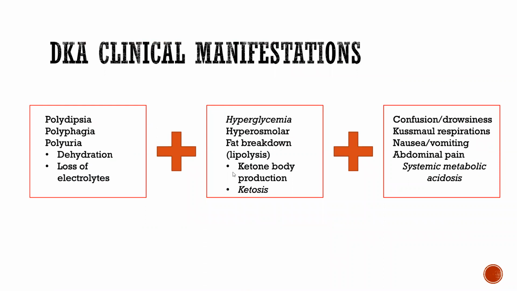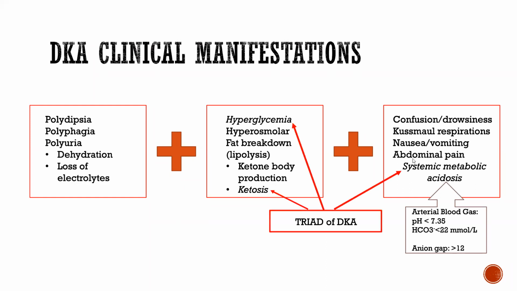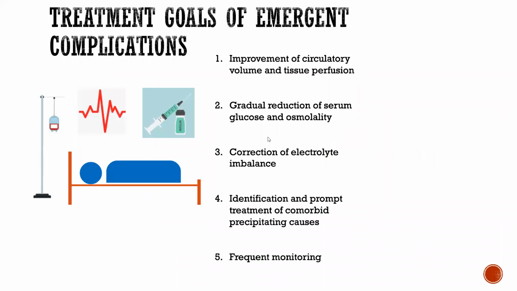DKA clinical manifestations are very similar. Well, except you have this fat breakdown, ketone body production, and you have ketosis. The other manifestations that you have are Kussmaul's respirations, and they have a metabolic acidosis. They're in a metabolic acidotic state. The triad of DKA: hyperglycemia, ketosis, and metabolic acidosis.